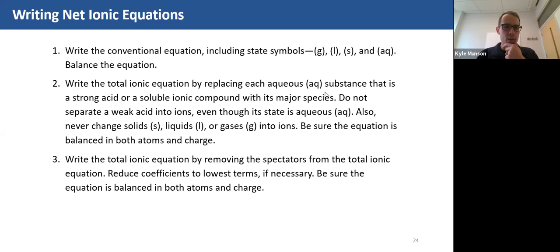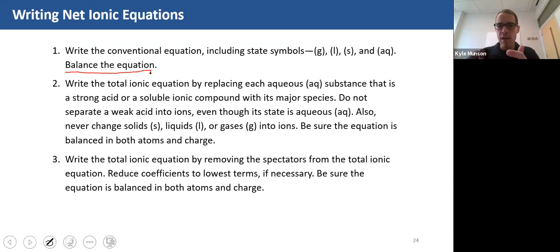So first, you write the conventional equation, including state symbols, like if it's a gas, a liquid, a solid, or aqueous, and you need to balance the equation. That is key, all right? Always make sure you balance the equations. We want the same number of ions and species on either side.